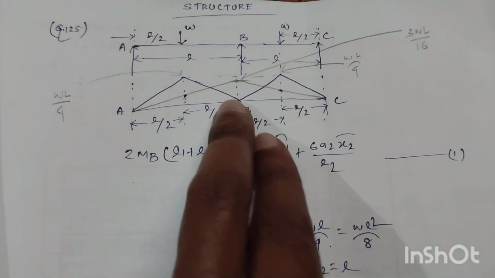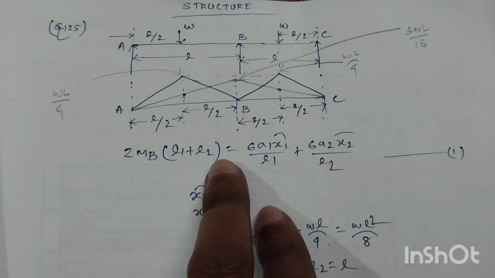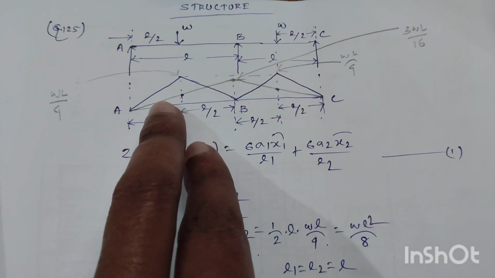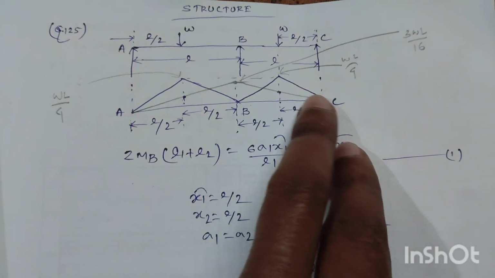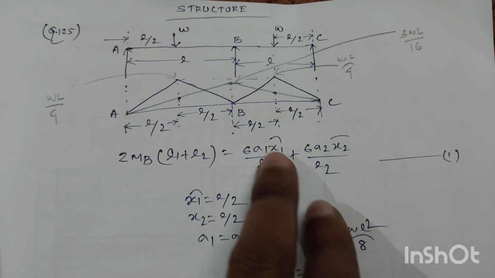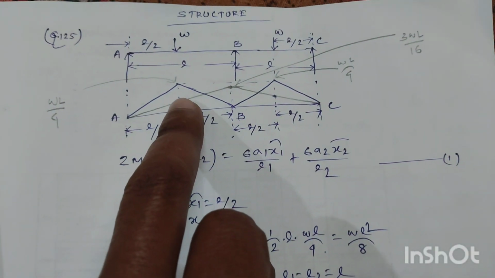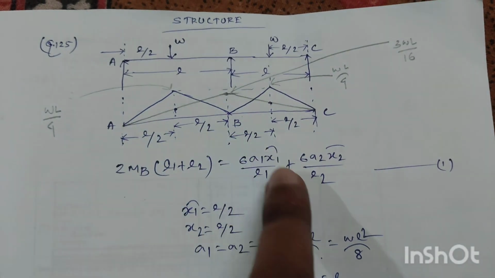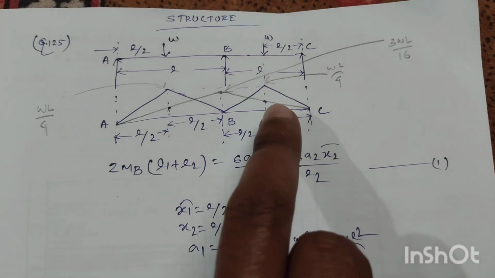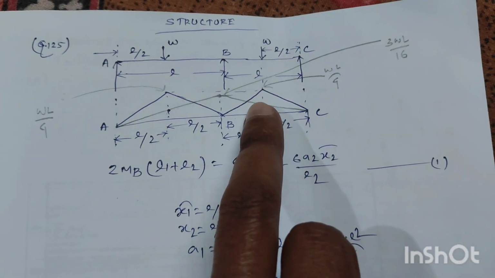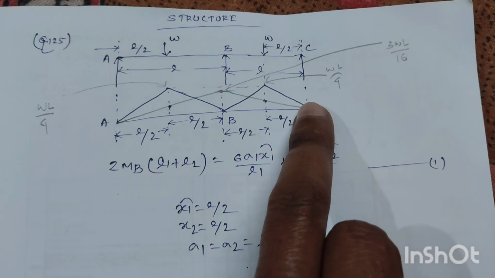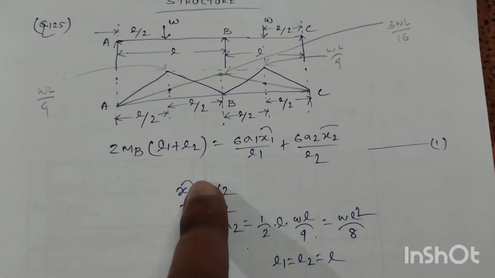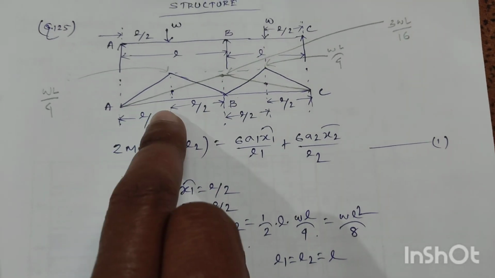MB is the moment at B, L1 is the length of the span AB, L2 is the length of the span BC of the continuous beam, A1 is the area of the bending moment diagram of the span AB, and A2 is the area of the bending moment diagram of the span BC. x1 bar is the distance of the centroid of the triangle formed by the span AB from the support A, and x2 bar is the distance from the center of gravity of this triangle to the end C. We know the L1 and L2 values.